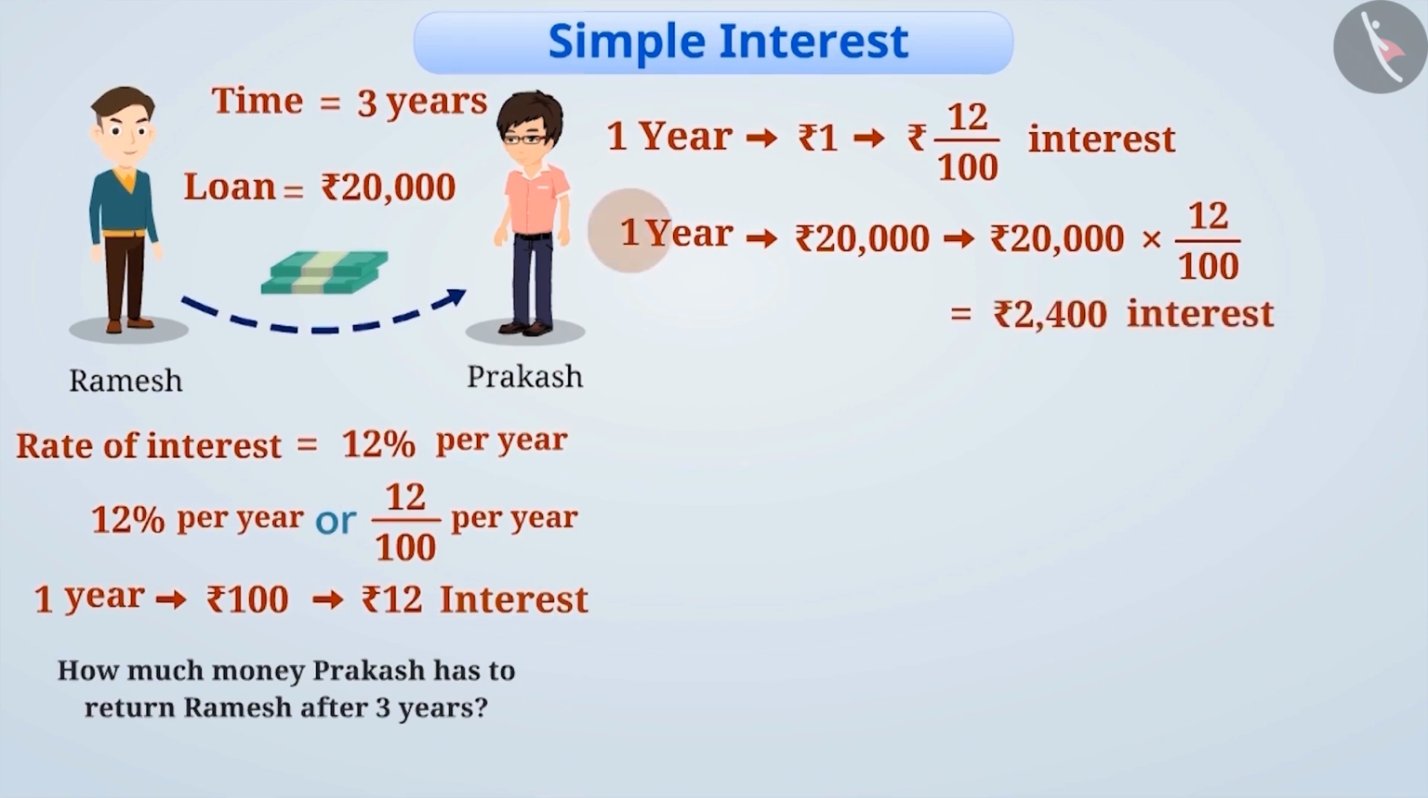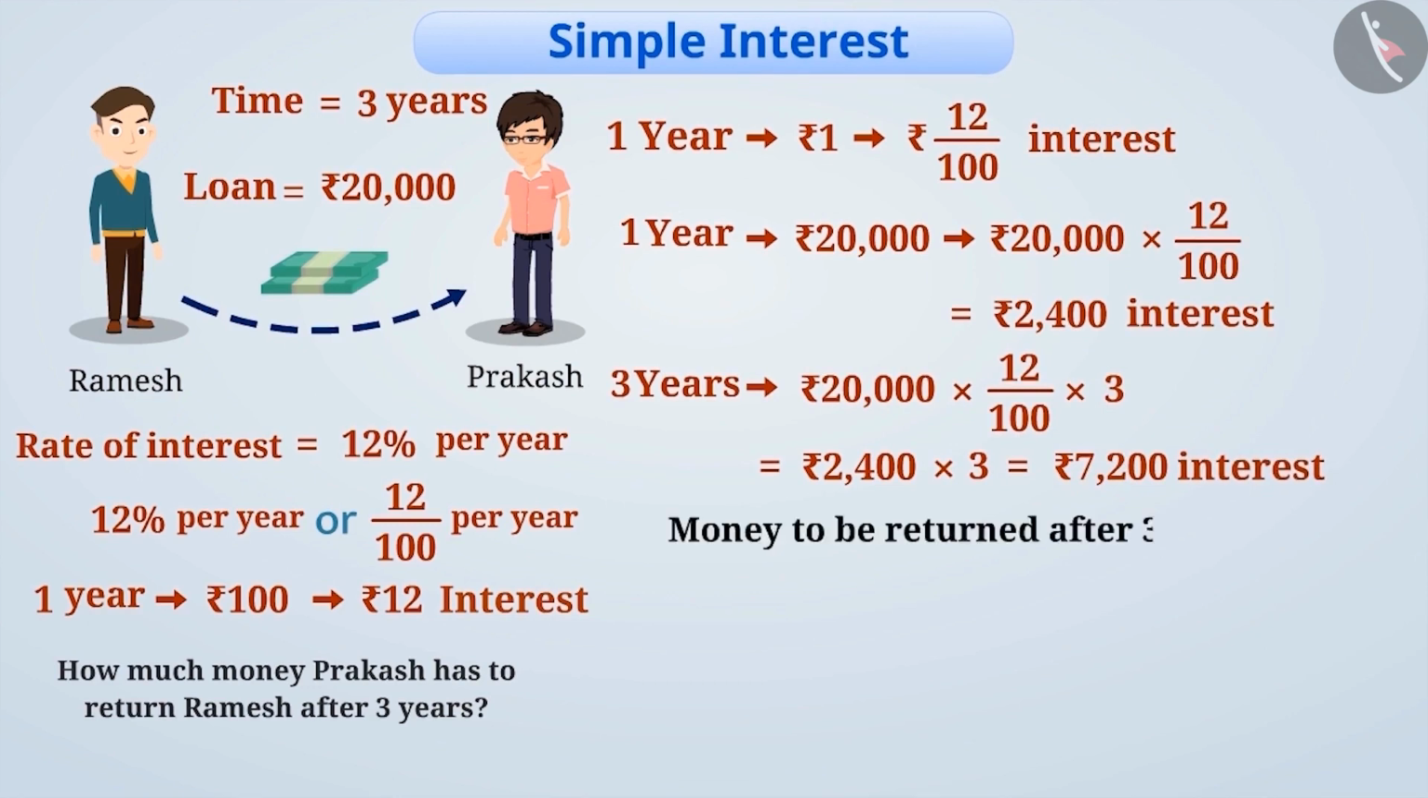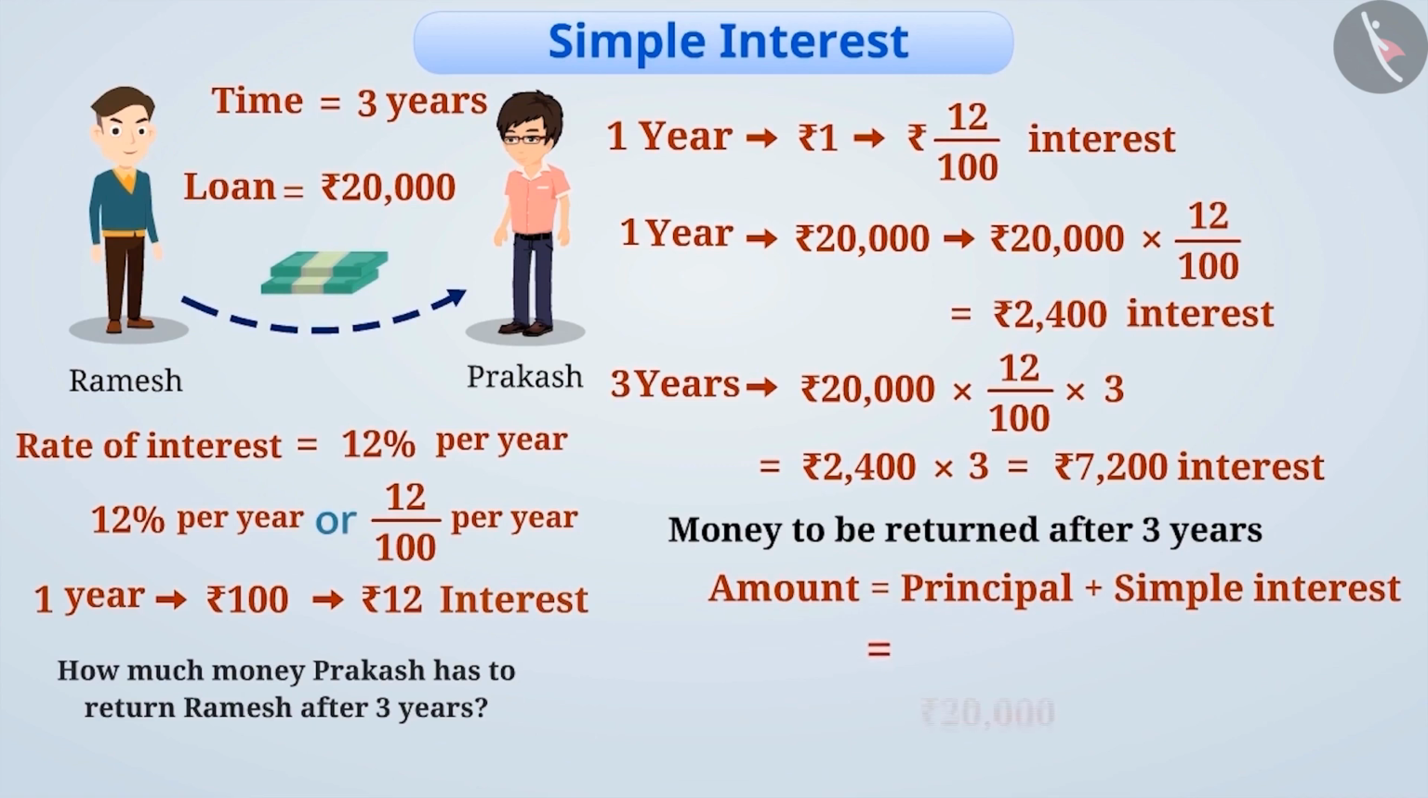But this is only for 1 year. Prakash has borrowed money for 3 years. Therefore, for 3 years the interest will be 20,000 multiplied by 12 by 100 multiplied by 3, which is equal to 2,400 into 3, which is equal to 7,200 rupees. Thus, the amount to be returned after 3 years is 20,000 principal plus rupees 7,200 interest, which is equal to rupees 27,200.